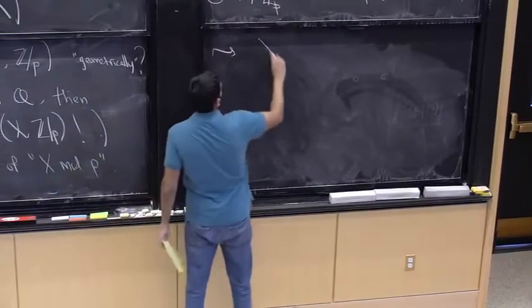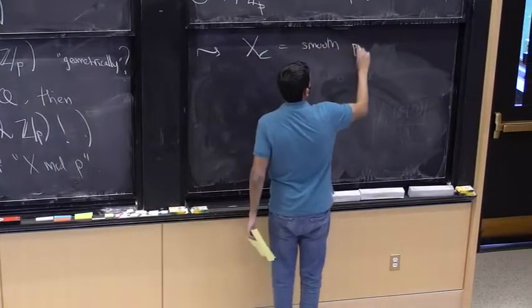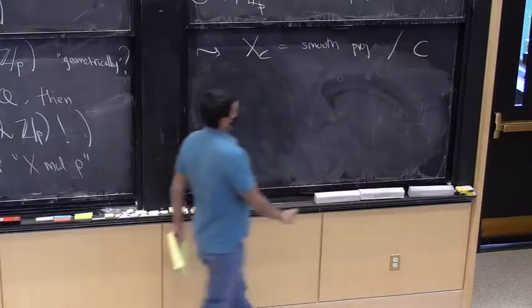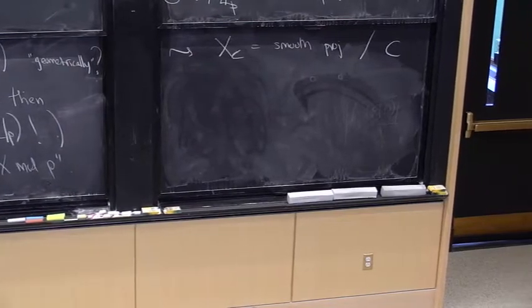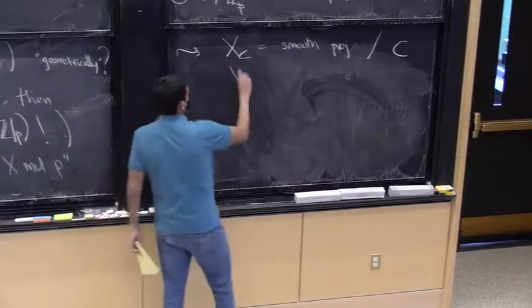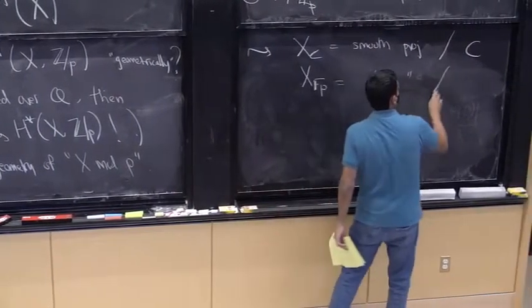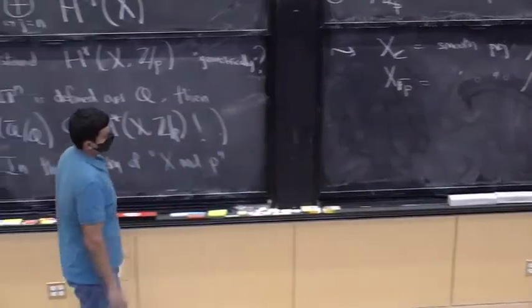So you can get X_C, which is a smooth projective variety in the usual sense over the complex numbers. So the kind of thing we cared about in these talks. But you can also get its characteristic p partner, which is X_{F_p}, which is now living in the world of algebraic geometry in positive characteristic.